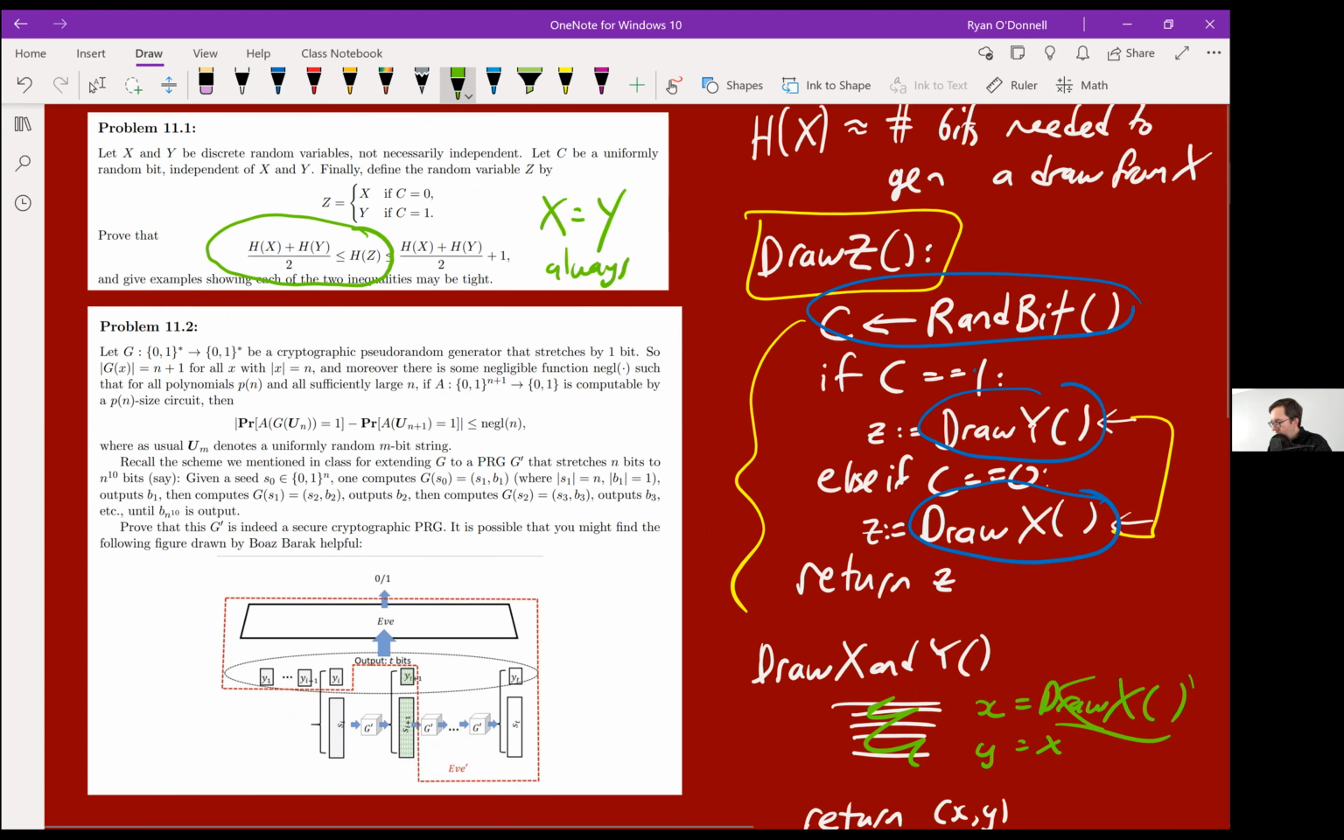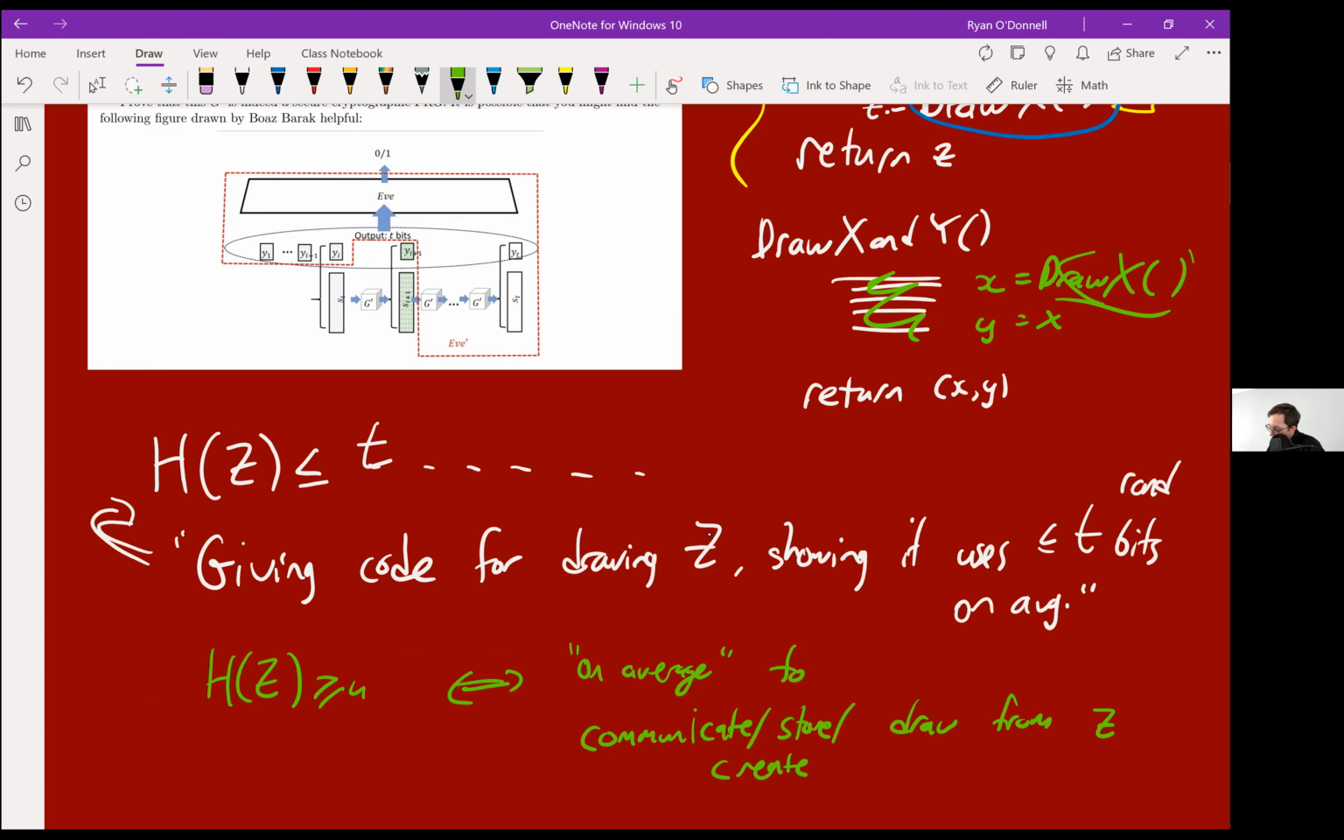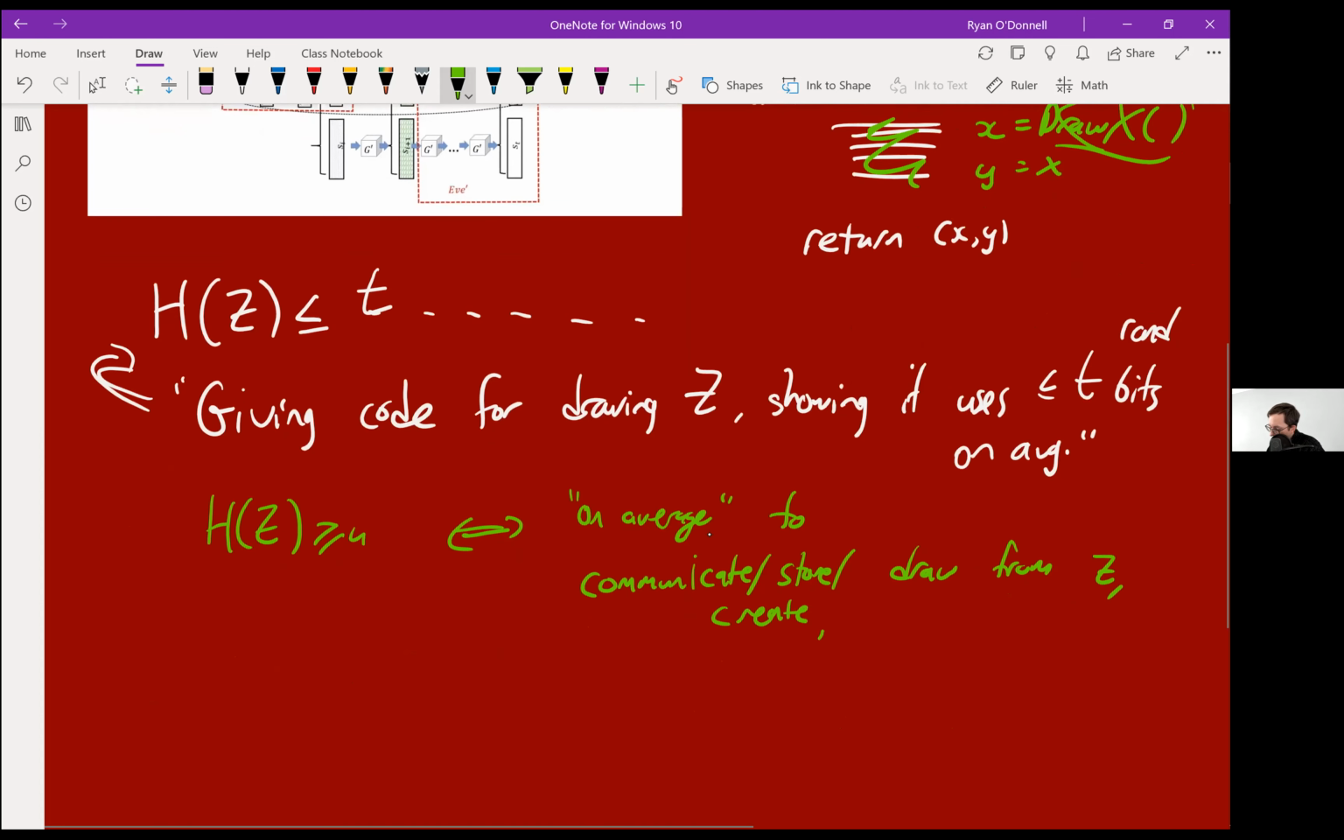I guess an intuition for entropy lower bounds, like H of Z is at least U, is kind of like saying that, on average, to communicate or store a draw from Z, or create a draw from Z, any algorithm or any method needs at least U random bits.